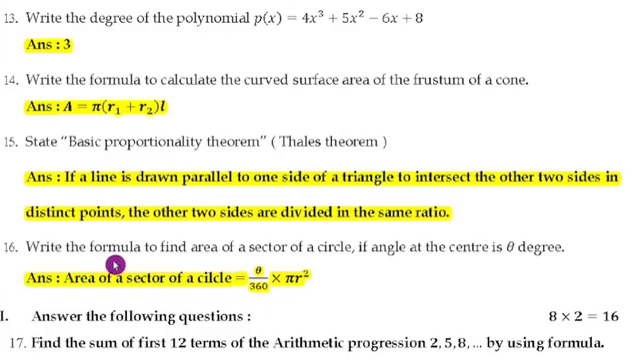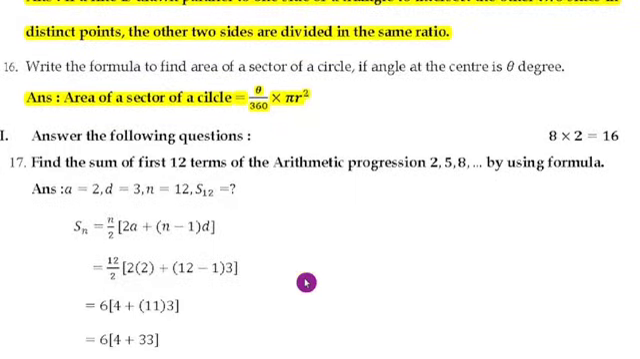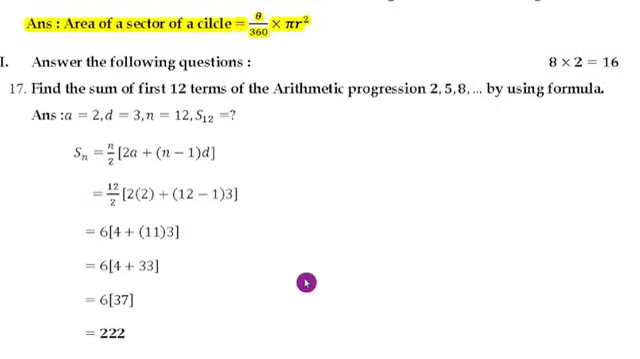16th question, write the formula to find the area of a sector of a circle if an angle at the center is theta degree. Therefore, the area of a sector of a circle is equal to theta by 360 into pi r square. So, these questions are one word answer questions, children. So, next we'll start with the 2 marks questions. It's important questions. So, third main answer the following question.